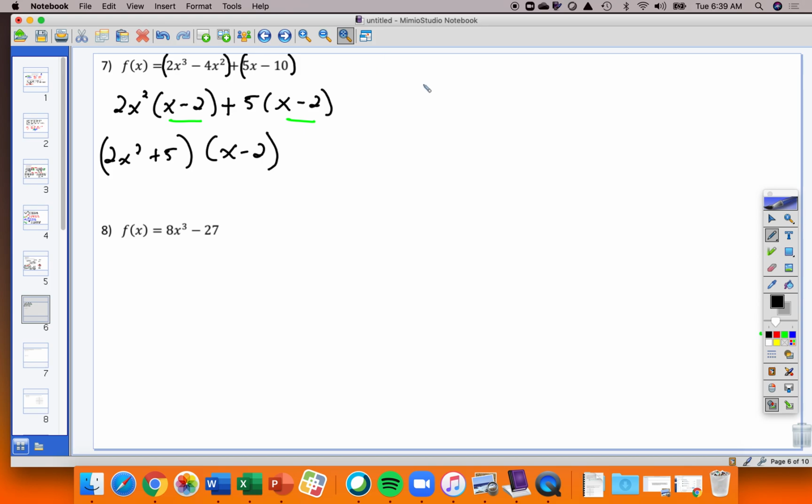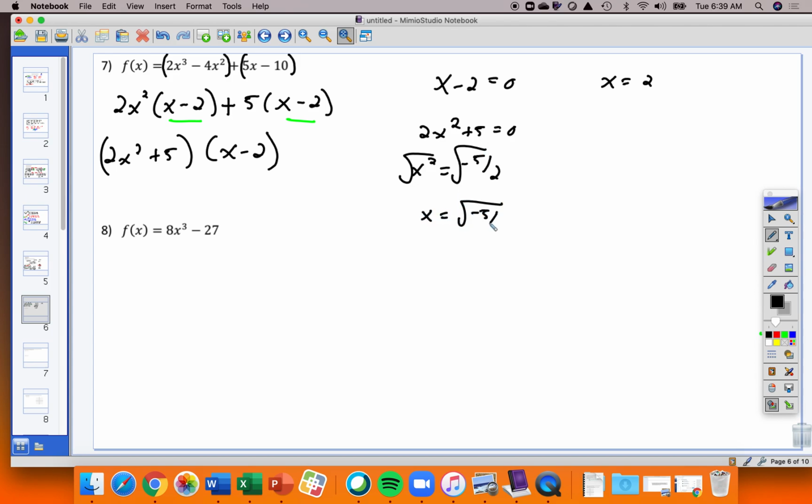So I set each factor equal to 0. x minus 2 equals 0. 2x squared plus 5 equals 0. And when I do that, I get x equals 2. And then over here, I end up with x squared equals negative 5 over 2. And when I take the square root, I get plus or minus the square root of negative 5 over 2. And that right there is an imaginary solution.